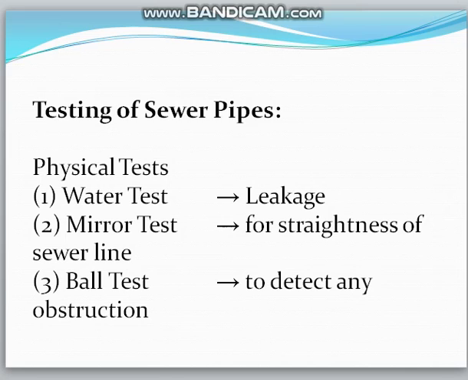For sewer pipes, there are majorly three tests conducted: the water test, the mirror test, and the ball test. The water test is mainly used for detection of leakage. The mirror test is used for straightness of the sewer line. The ball test is used to detect any obstructions. These are all physical tests, very important.